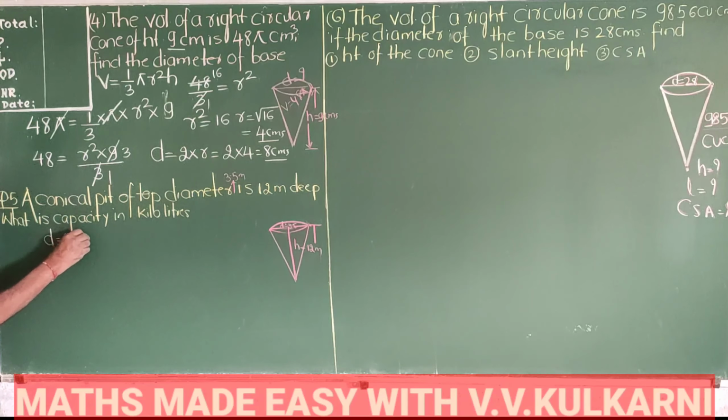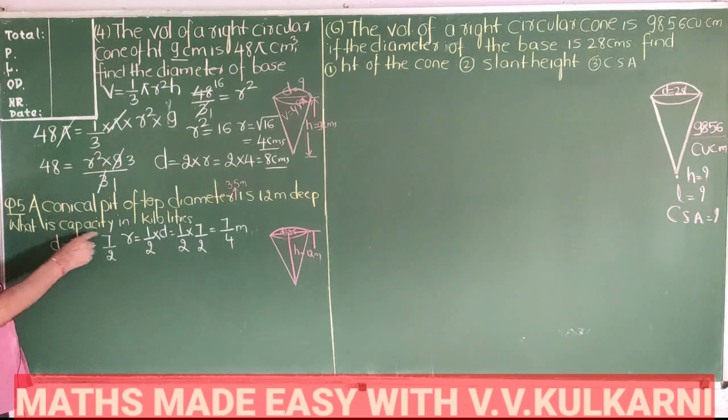And then radius, if you want, it is half of diameter. That means half multiplied by 7 by 2, and half multiplied by 7 by 2 is 7 by 4. So what you got is the radius. Now the depth is how much? Depth means height. Height is 12.